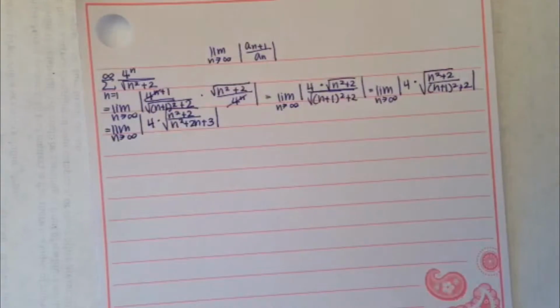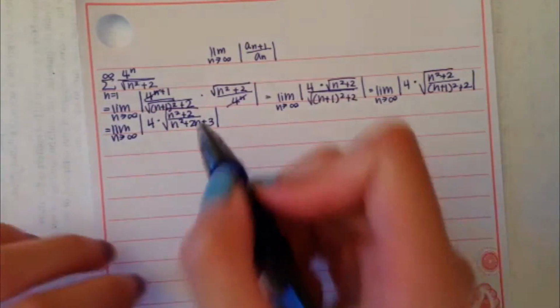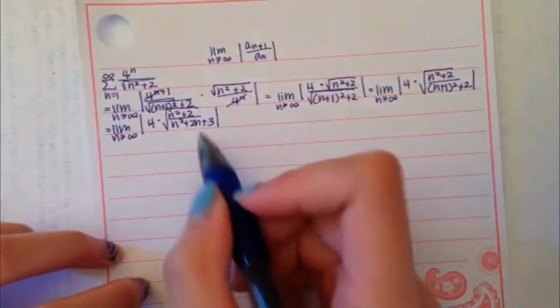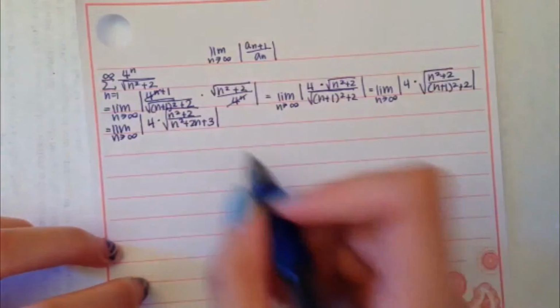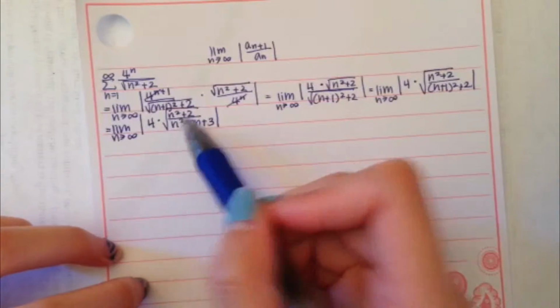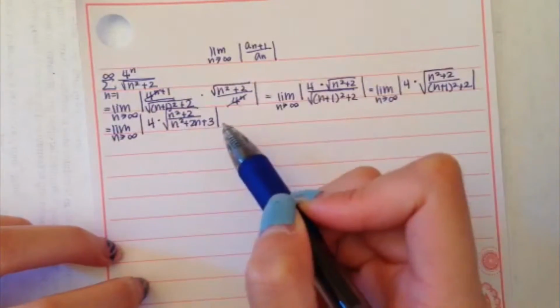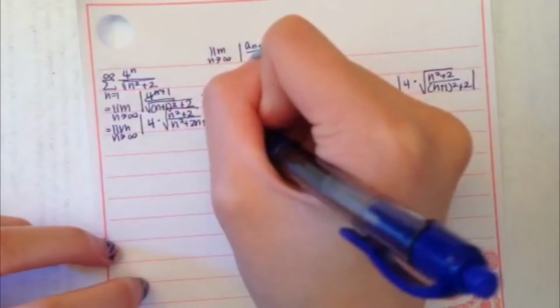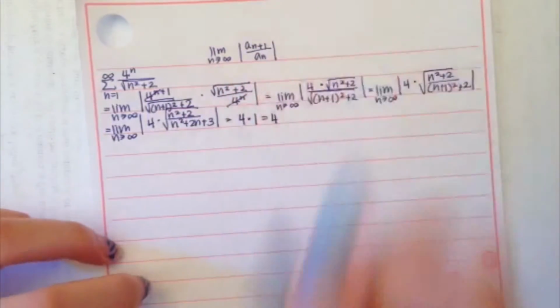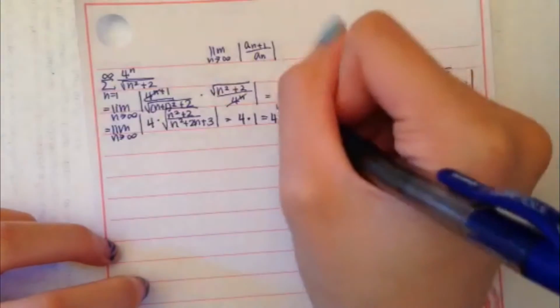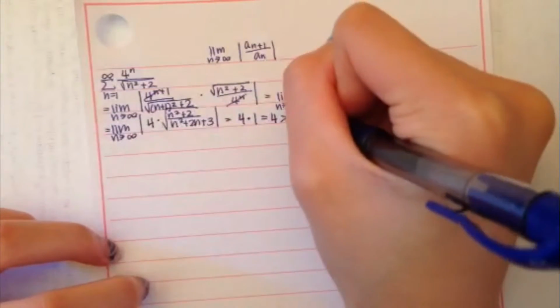Again, using limits to infinity, you can simplify this and divide the numerator and the denominator by n squared. Because these are both to the second power, when you divide them you get 1. So then the limit would be equal to 4 times 1, which is equal to 4. And because 4 is greater than 1, the series is divergent.